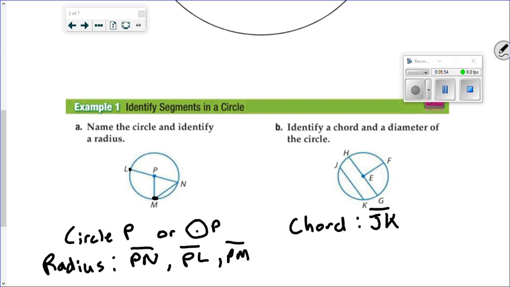HG, that's a segment that has endpoints on the circle. So there's a chord. What about the diameter? A diameter of a circle has endpoints on the circle and includes the center. So which segment does that? Well, HG. Remember, a diameter is a chord that includes the center. HG includes the center E. So that's what makes it a diameter. All right, so there we worked with identifying some of those pieces of a circle.